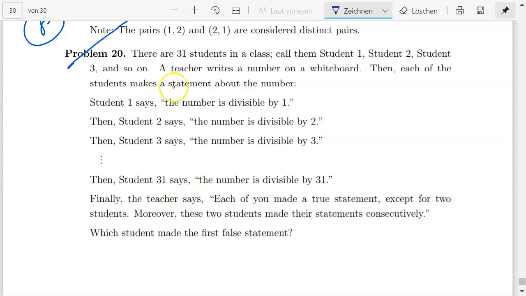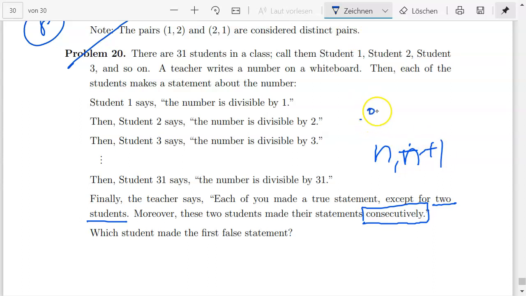Maybe I'm mixing Manglish and British, but that's not important. The important points over here: 2 students made the wrong statements, and they made them consecutively. So maybe the first one is n, and the next one will be n plus 1. Observing this, one must definitely be odd and one even, no? But we don't know which one comes first. So we need to consider some cases.